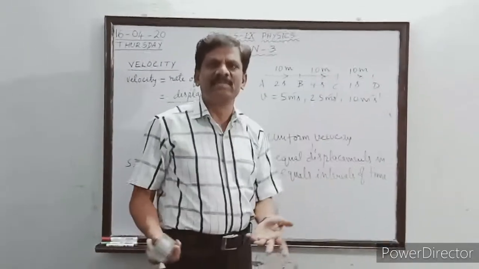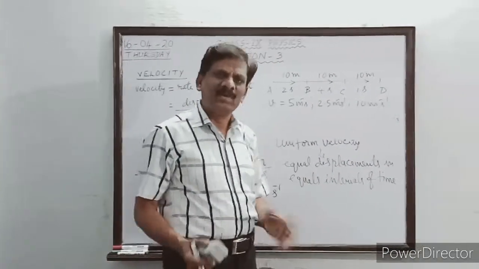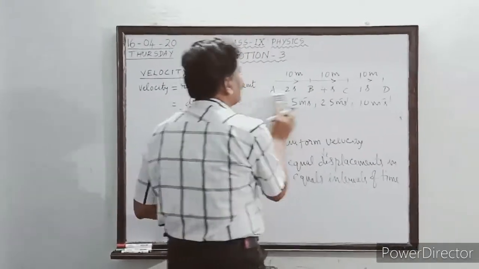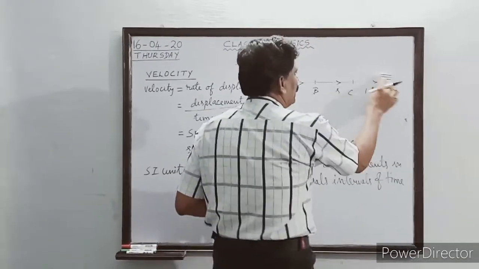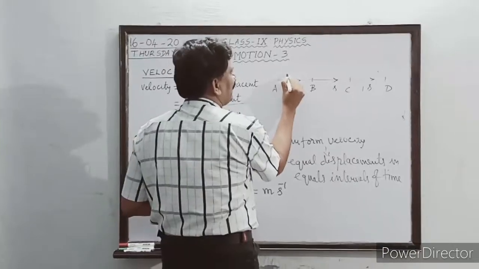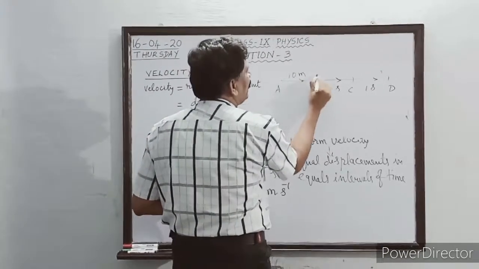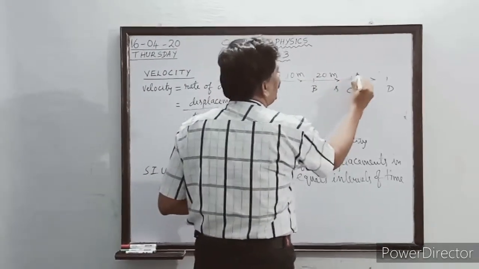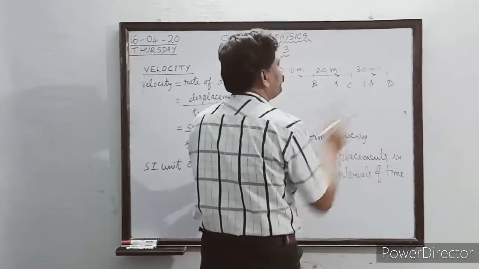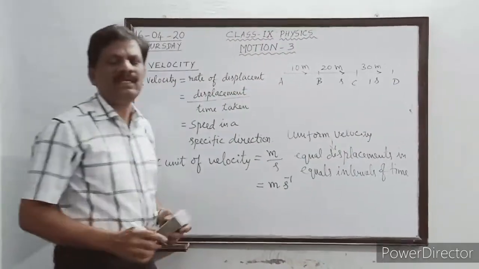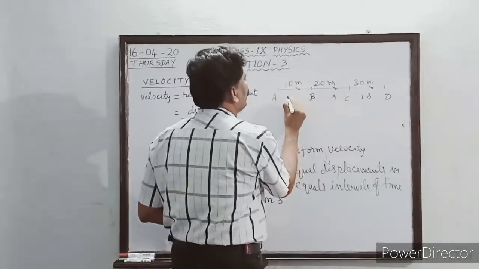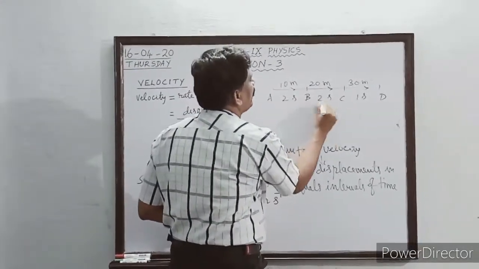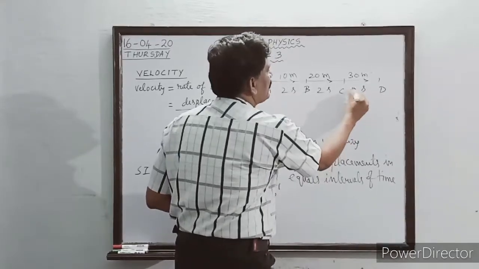So it cannot be an example for uniform velocity. Okay, one more example, a better one I will take. In this example, say for example, this is 10 meter, this is 20 meter and this is 30 meter. So A to B, the displacement is 10 meter. In all the cases, let us assume the time taken remains the same.